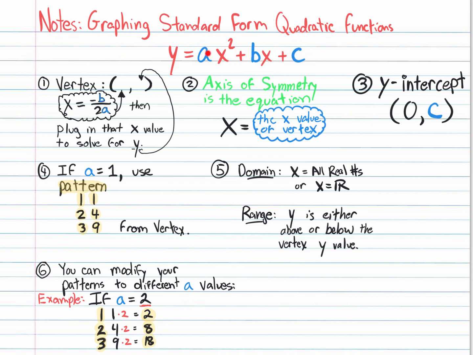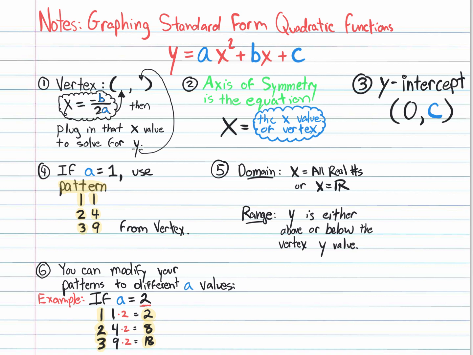Now, let's say your a value is 1 or negative 1. You could use the pattern 1, 1, 2, 4, 3, 9 from the vertex. Obviously, if the a value were negative 1, it'd be 1 over 1 down as opposed to 1 over 1 up, or 2 over 4 down, 3 over 9 down, if the a value was negative 1.